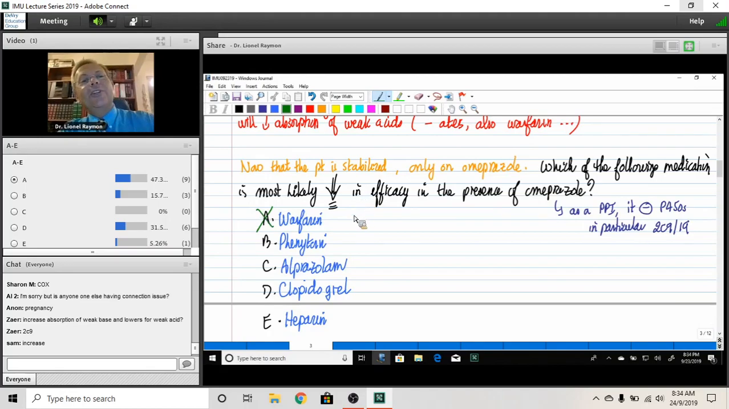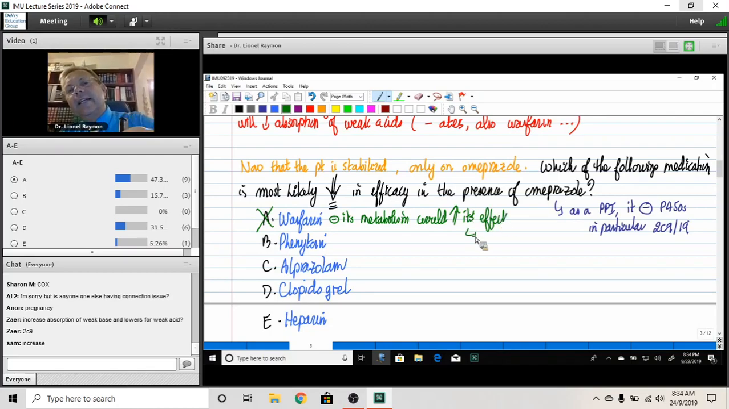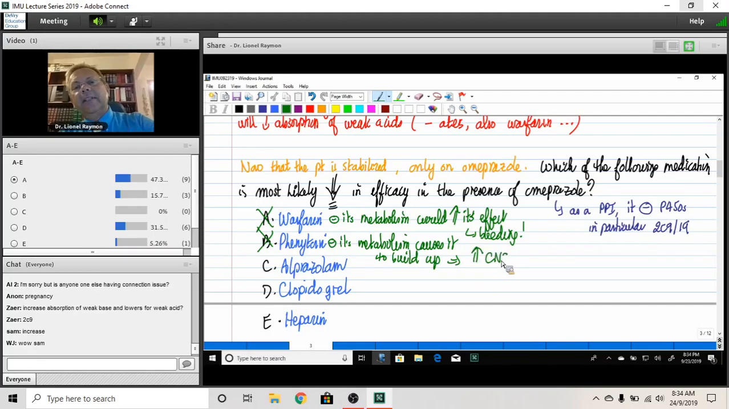Is that okay? So here, inhibiting its metabolism would increase its effect, and the patient would have bleeding type of issue. Is that okay? Phenytoin, same thing. Phenytoin, inhibiting its metabolism causes it to build up. And if it builds up, that means, if anything, increased CNS depression.